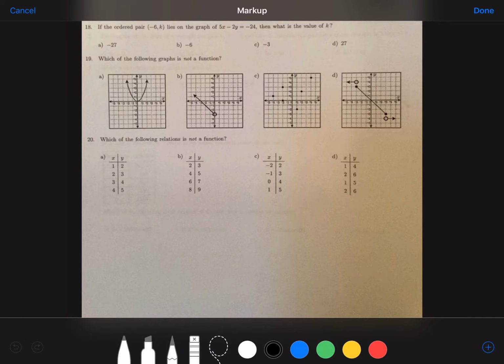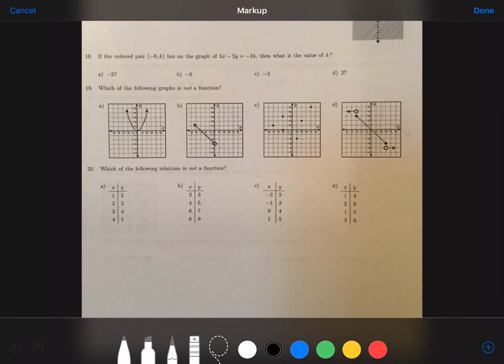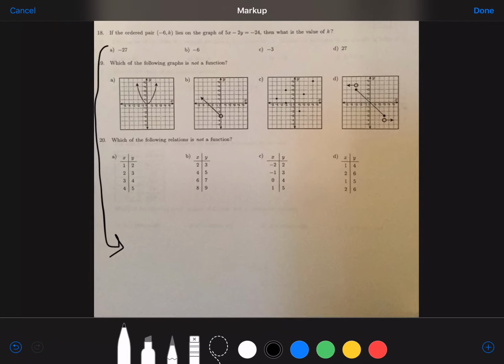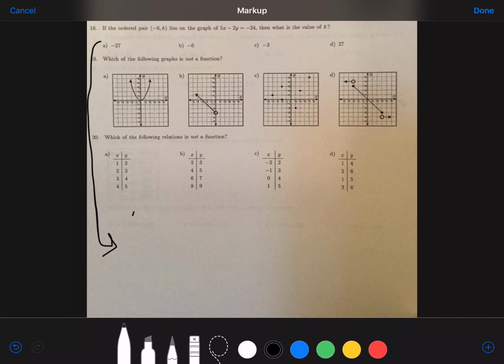Alright, so if we look at number 18, we are going to need some room. So I want you to go ahead and draw an arrow from number 18 down the side of your paper. We're going to show our work down here at the bottom. Number 18 gives us an ordered pair, negative 6 comma k. And it also gives us an equation, 5x minus 2y equals negative 24.